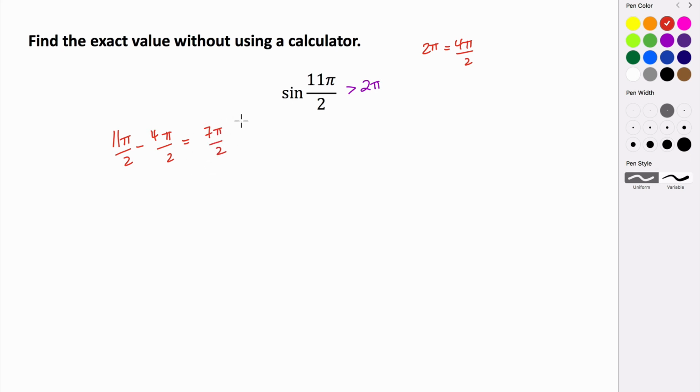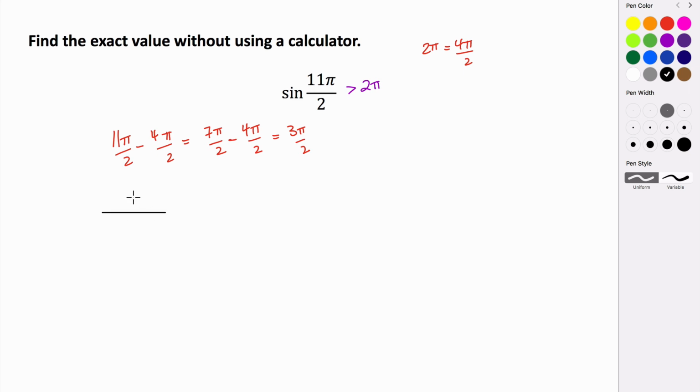Is 7 pi over 2 a value within the first rotation on the unit circle? No, this is still bigger than 2 pi. It's still bigger than 4 pi over 2. So let's subtract another 2 pi, so 4 pi over 2. 7 pi over 2 minus 4 pi over 2 gives us 3 pi over 2. And 3 pi over 2 is in fact a value that we know on the unit circle.